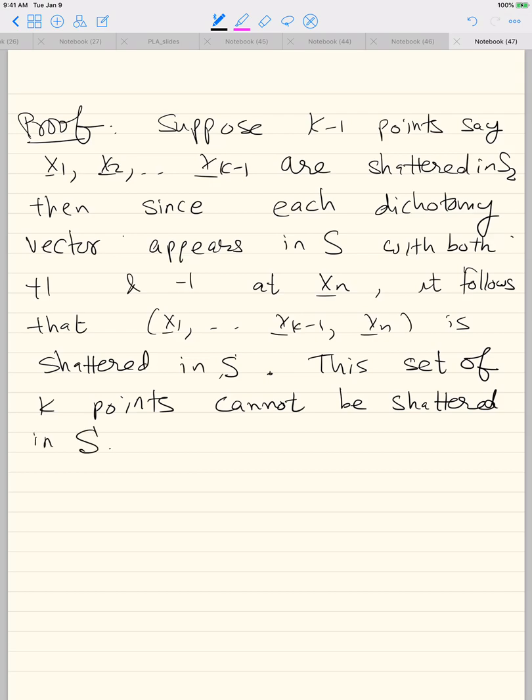Okay. As a result of this, what we have said is the size of S2, which is beta, should be less than b of n minus 1, k minus 1. Since no k minus 1 points can be shattered in S2, S2 has dichotomy vectors of length n minus 1, it follows that beta is less than b of n minus 1, k minus 1.